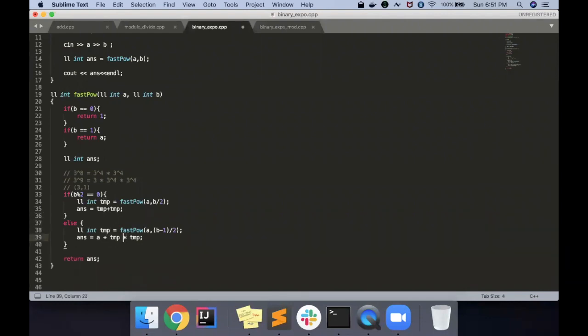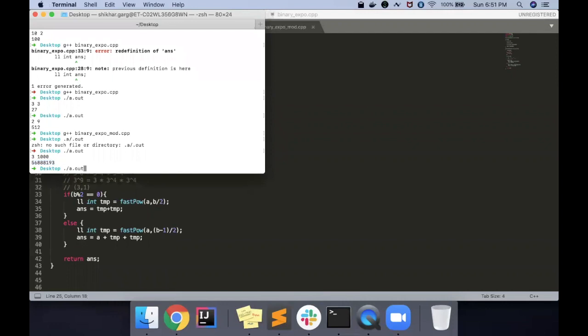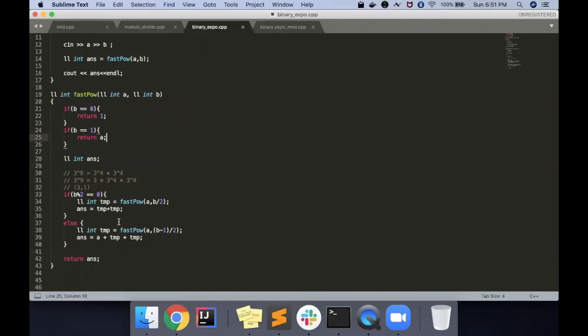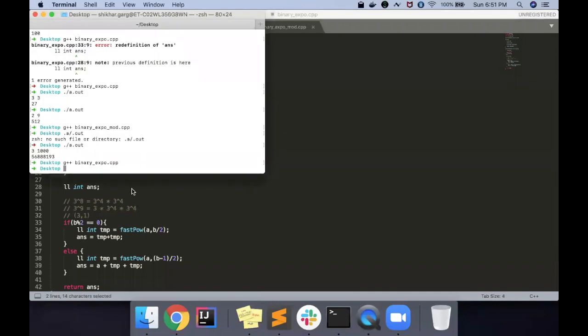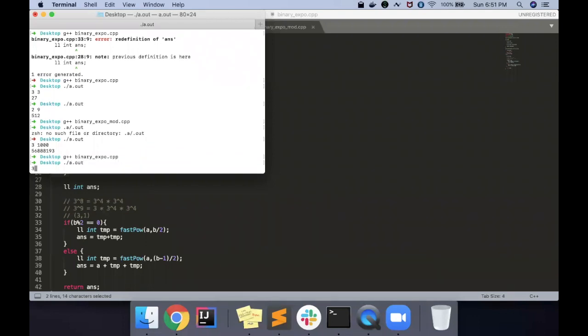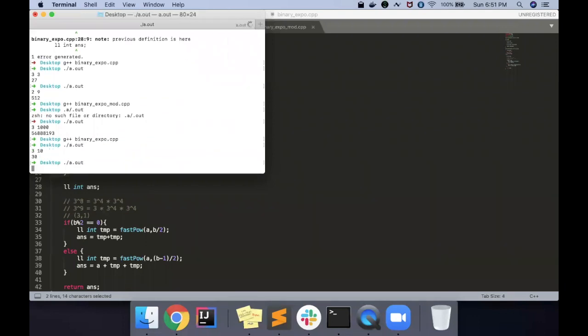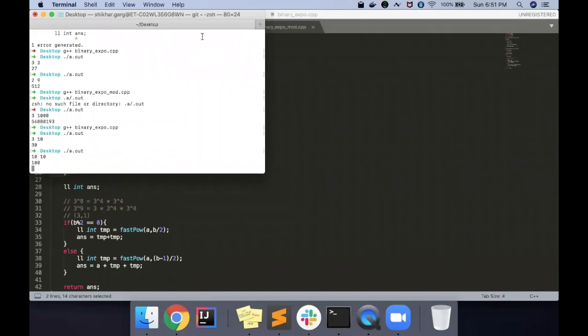This is b minus 1. Yes, that's enough. And now, what is this binary expo, right? Let's just try to run this. Hope I am not making some mistake. If b is 1 time, then add a, right? Anyway, if it goes wrong, we'll check. 3 added 10 times is 30. 10 added 10 times is 100.